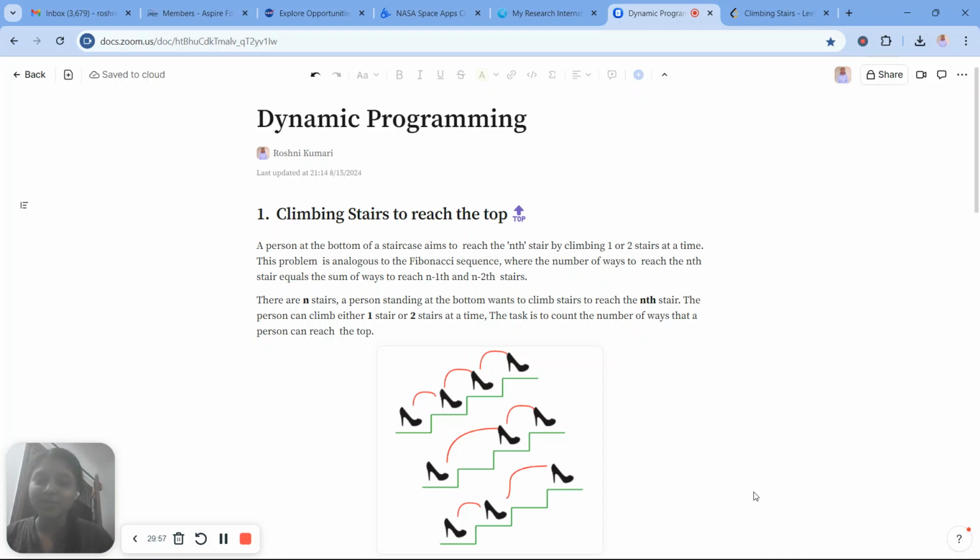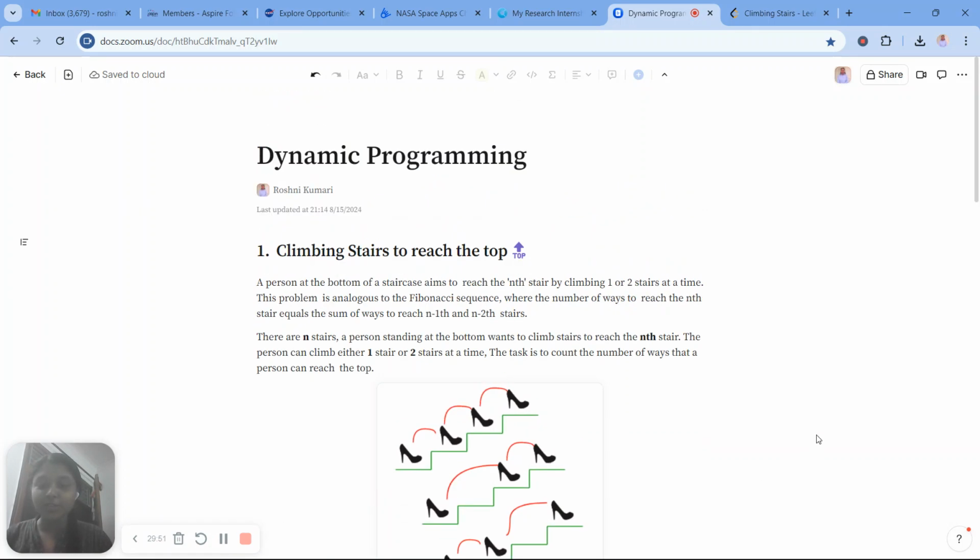Everyone, today we will be starting our DSA series, lecture 1, which is dynamic programming. Today's question is basically on climbing stairs to reach the top. This question is based on dynamic programming. Now, what is dynamic programming? We break down the problem statement into subproblems, into sub parts.